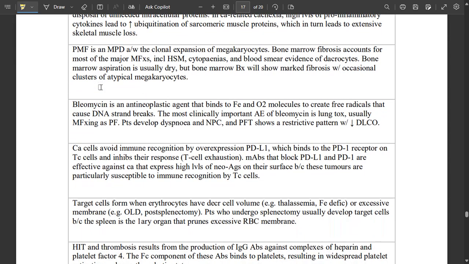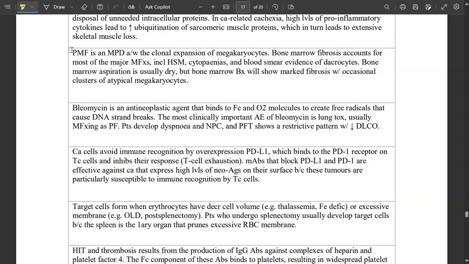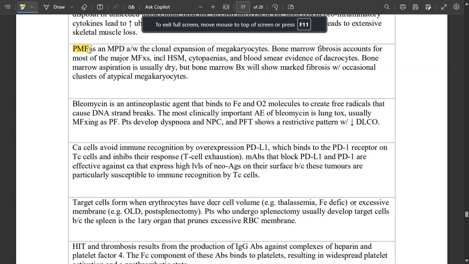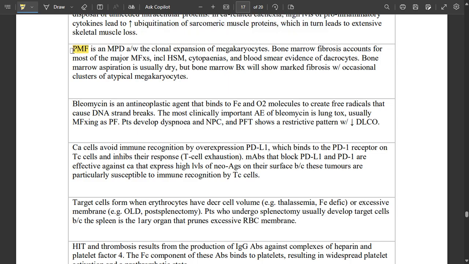All right. Now, primary myelofibrosis is a myeloproliferative disorder associated with the clonal expansion of megakaryocytes. So PMF means primary myelofibrosis. Megakaryocytes are clonally expanded, and an increased number of platelets occurs. Bone marrow fibrosis accounts for most of the major manifestations, including hepatosplenomegaly, cytopenias, and blood smear evidence of dacrocytes. So dacrocytes are seen.